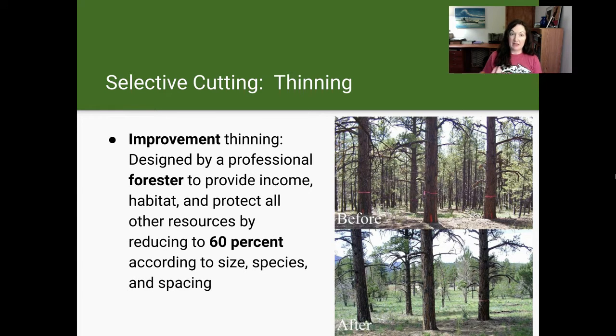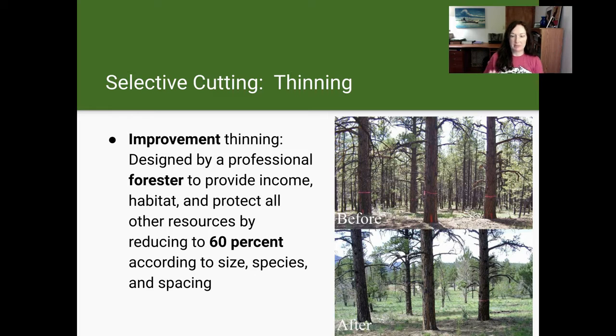Improvement thinning is designed by a professional forester. So if you've ever walked through the woods before, sometimes you might see markings on the trees that look kind of like this, where they trim certain branches, or it may stand for cutting down an entire tree. But it's planned by a professional, someone who goes out and is considering different aspects of that forest, whether it will provide income, if it's a habitat reason, and they want to reduce the amount of timber in that area. And it just depends on the forest itself. So once again, this is something that a professional would come in and do.